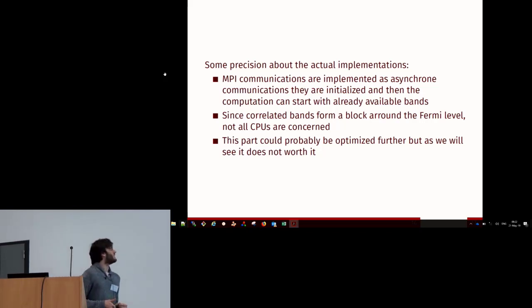Also, as some implementation details, the MPI communications are using asynchronous communications, which is not mandatory because the algorithm already guarantees that it will work with synchronous communication, but it may be faster with asynchronous communications. Also, since the correlated bands form a block around the Fermi level, not all CPUs will use correlated bands, and the CPUs that don't will just work as in DFT.